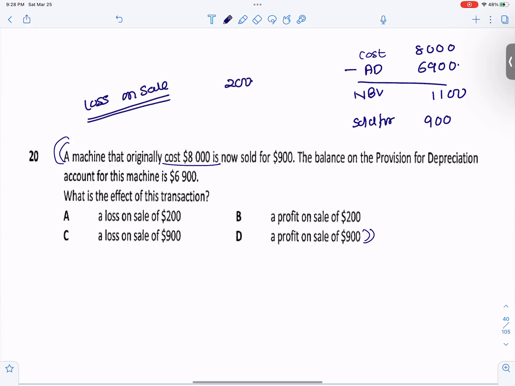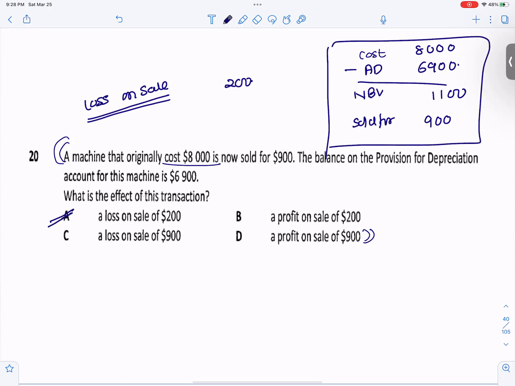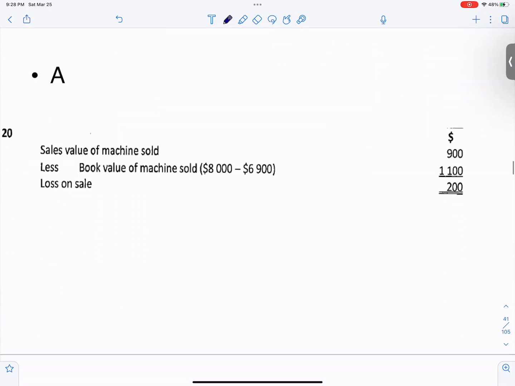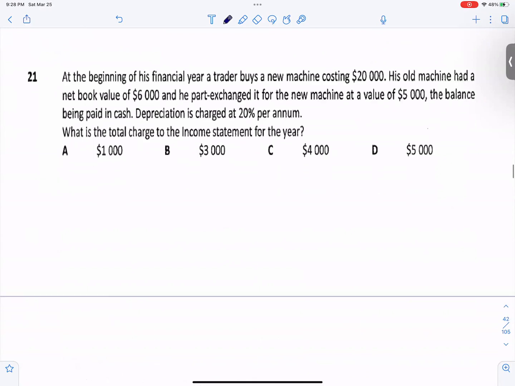So it's a profit on sale of... No, sorry, it's a loss of 200. Loss 200. My bad, yeah, it's a loss. You always do this. Make this box and you will get the correct answer. Okay. Next one.